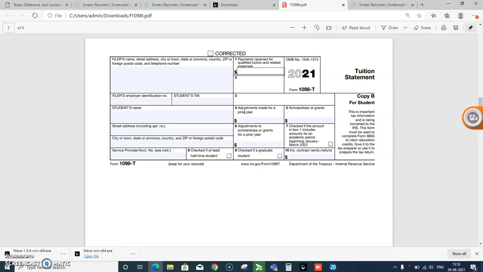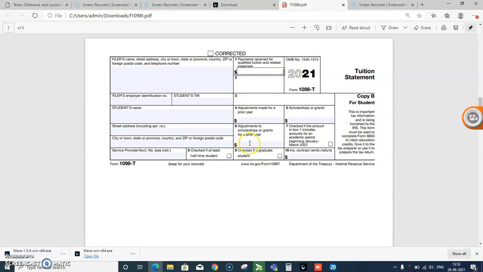If it turns out a previous year's expenses were lower than initially reported, the student may be responsible for additional tax for that year. Box 5 shows the amount of scholarships and grants that were paid directly to the school for the student's expenses. Scholarships and grants may reduce the amount of qualified expenses the student can use when calculating a credit.